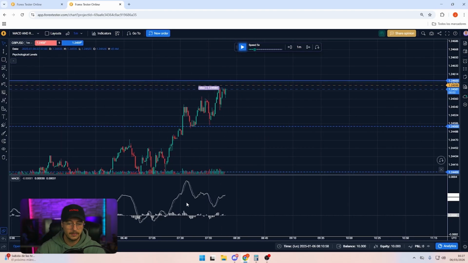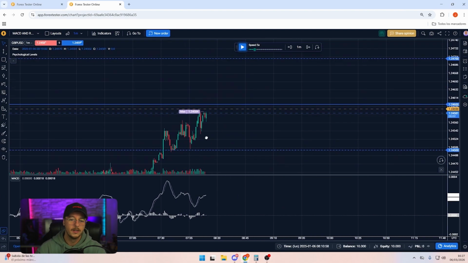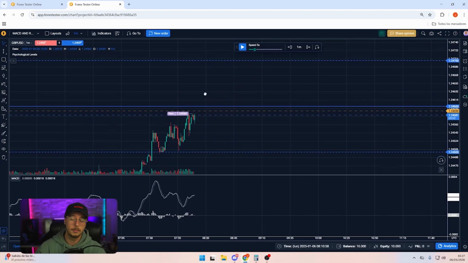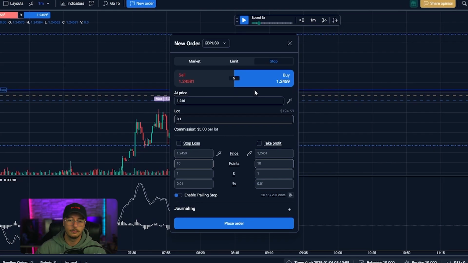And as you can see, the MACD is above the waterline, so we are in an uptrend, as we can see just by here. So we have our round number here, and what we're going to do is enter a trade with a sell stop on this round number.